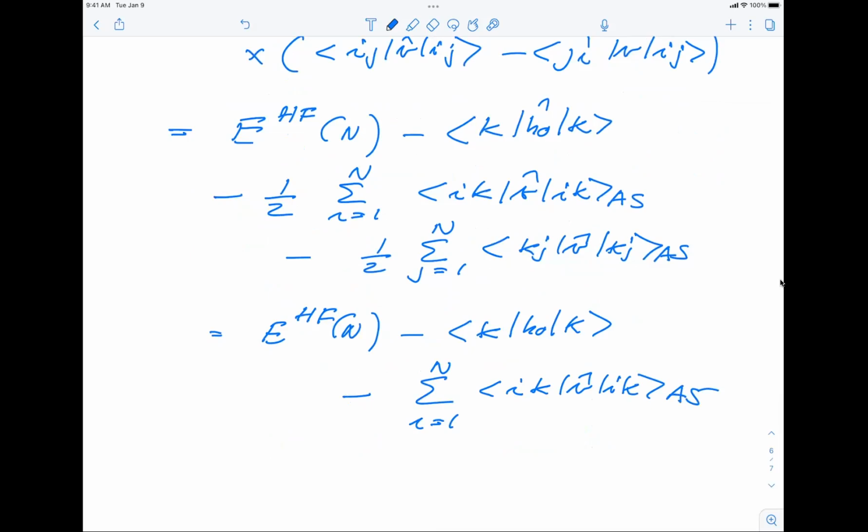Now, if you now look at the last term, if you look at the two last terms, which we have, this term here and that term here, what is this actually equal to?